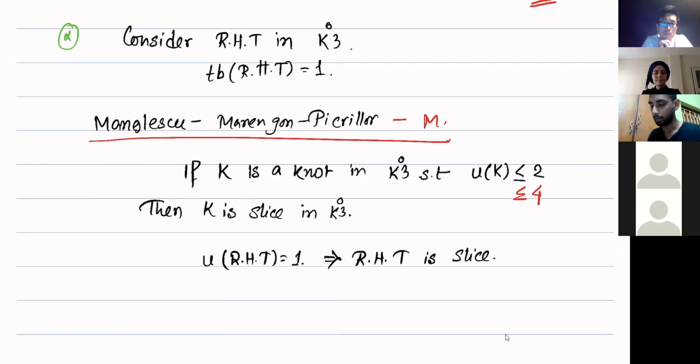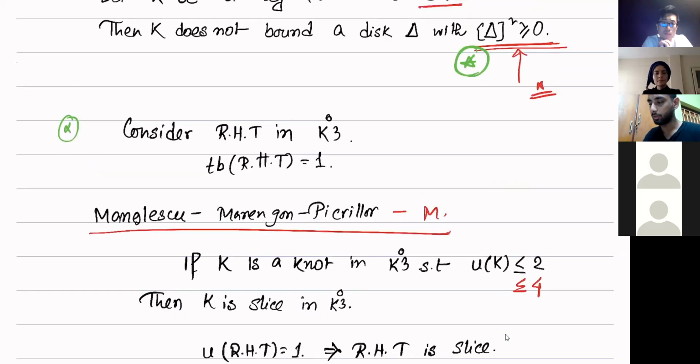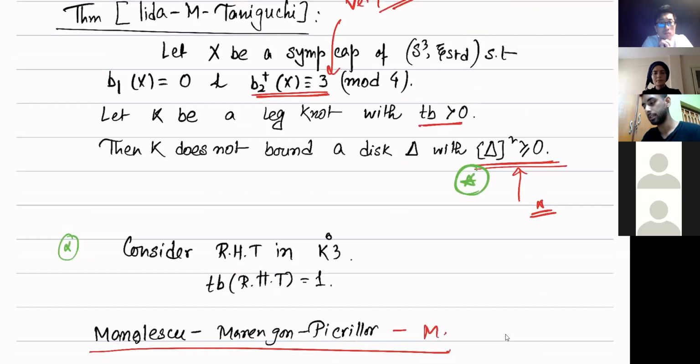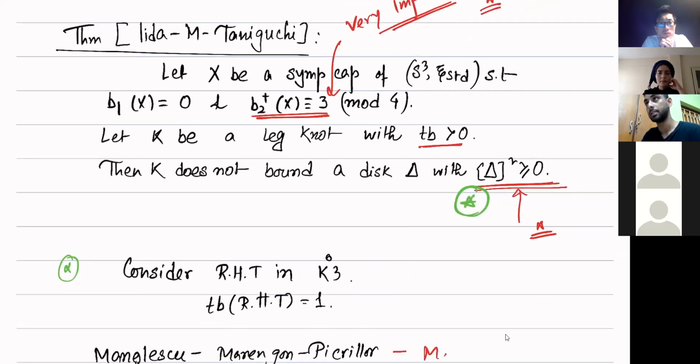Okay. And for that reason, you can see why this condition is important, because since it's slice, that means it also bounds a disk. The only thing is that the self-intersection number of the disk is now negative. Okay. And now the second condition is that this B2 plus.